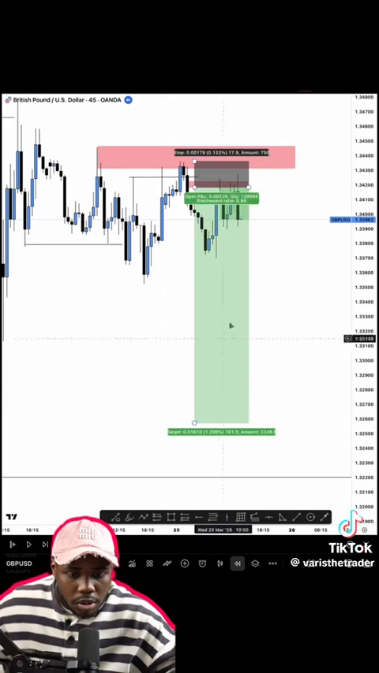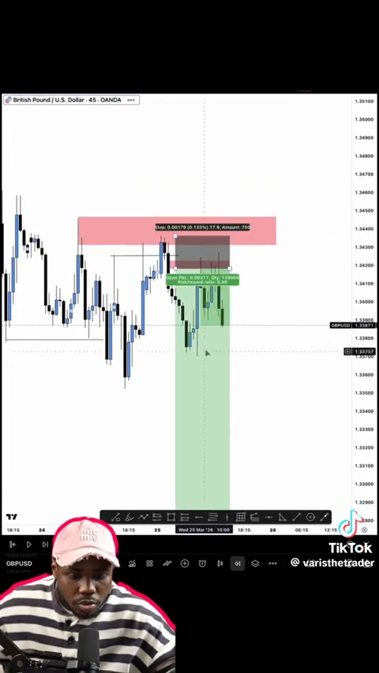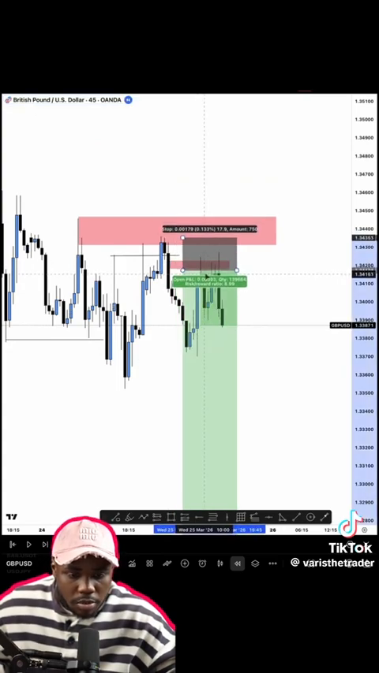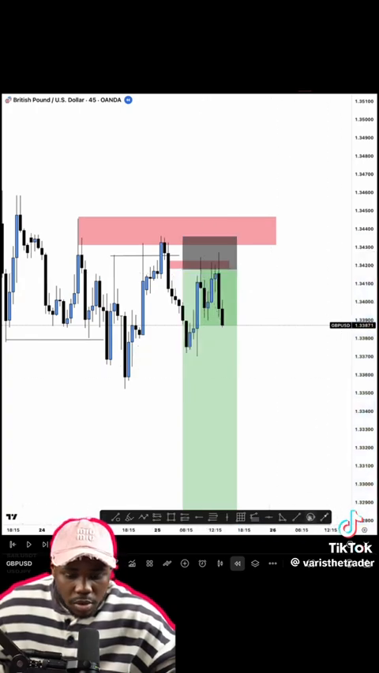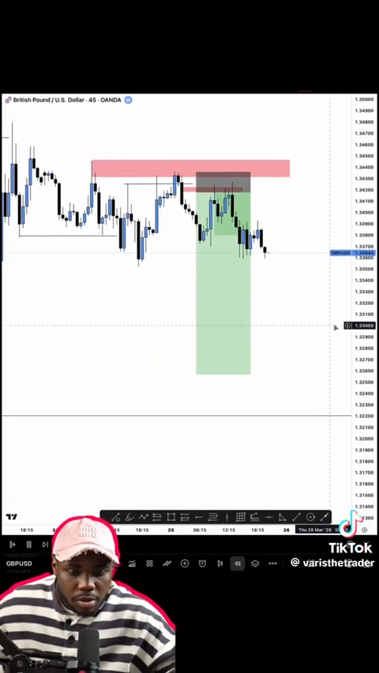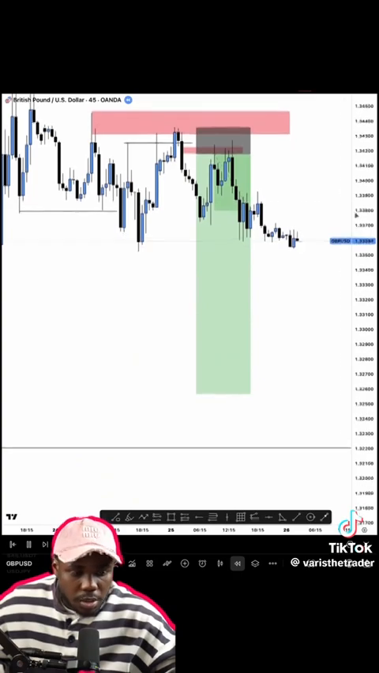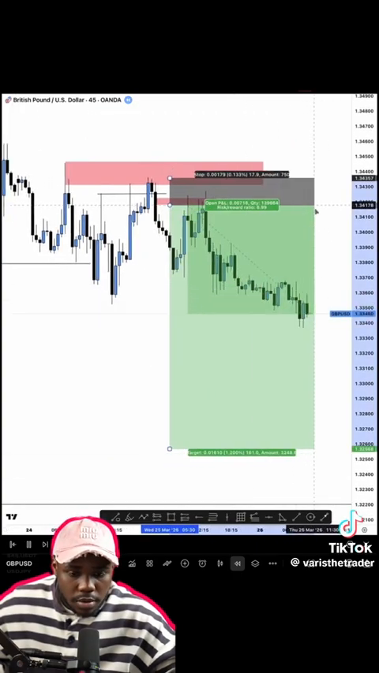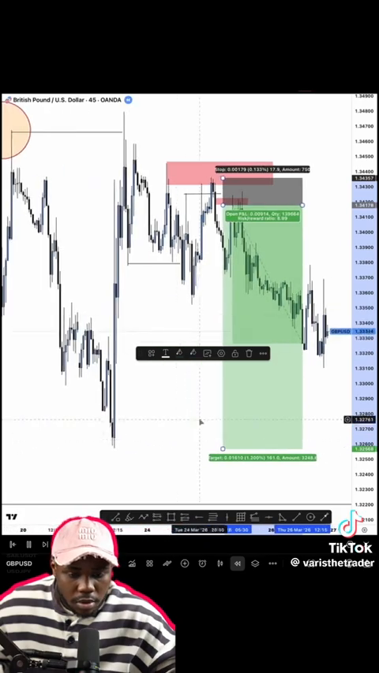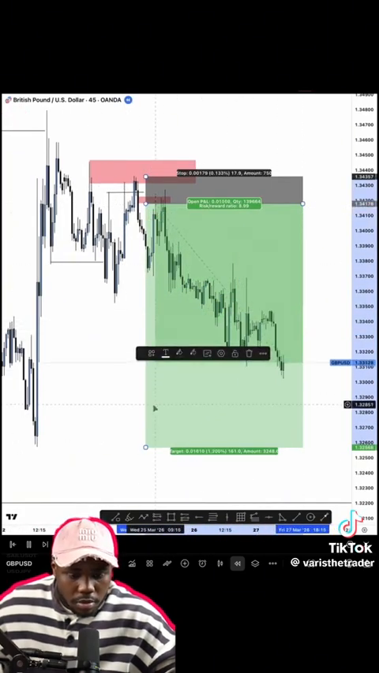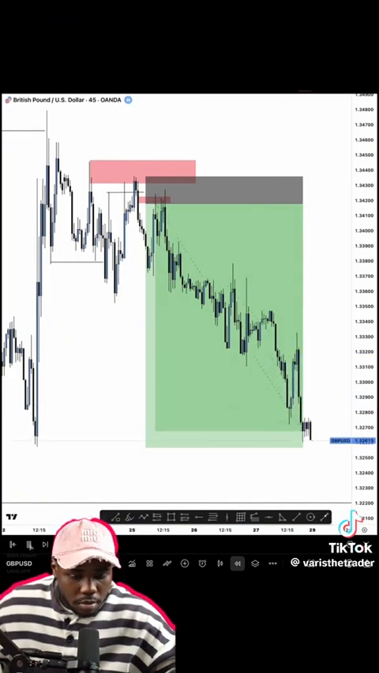Boom. So as you can see, price has come into the fair value gap here. I removed that. Price has come into the fair value gap here. See, it mitigated it. Okay. So I'm going to play it. We're going to be expecting a beautiful push down to take TP. And boom, TP hit. Okay.